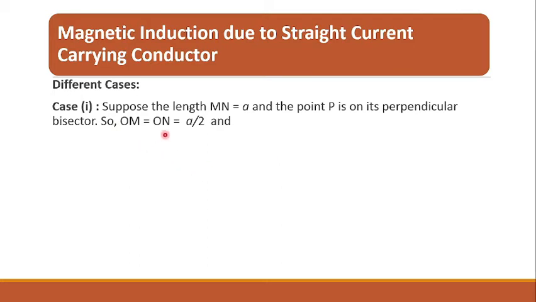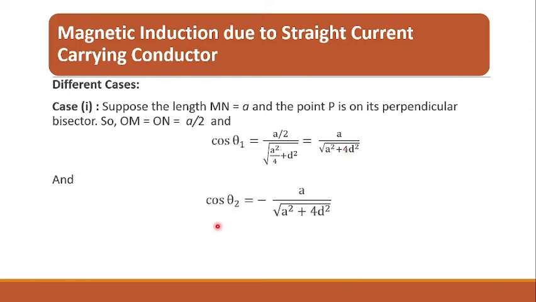So OM is equal to ON, which is equal to A by 2, and therefore we can write cos theta 1 is equal to (A by 2) upon square root of (A square by 4 plus d square), which is equal to A upon square root of (A square plus 4d square), and cos theta 2 is equal to minus A upon square root of (A square plus 4d square). Therefore equation 6 becomes B is equal to mu 0 I upon 4 pi d times 2A upon square root of (A square plus 4d square).